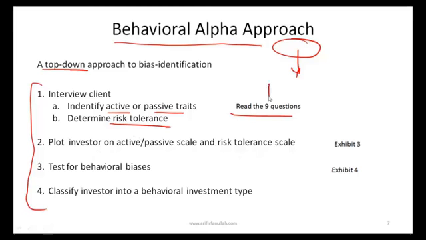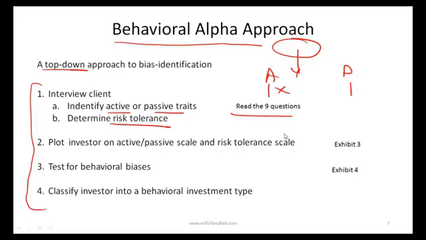So the way you can look at this is as follows. One scale is the active to passive. If most of the answers were A's, then where would you be? Would you be more on the active side or the passive side? So looking at these questions, if most of the answers are A, then you would be on the active side.